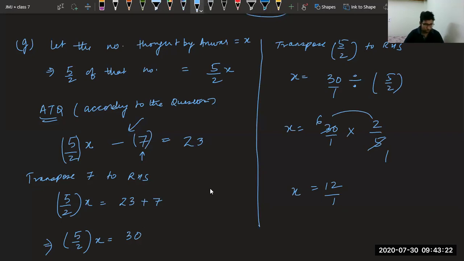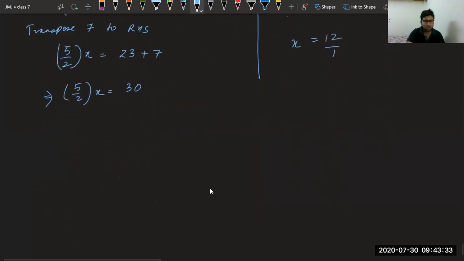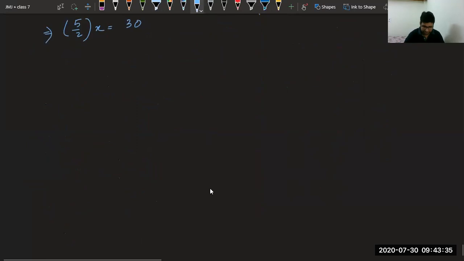Now I hope you all can understand and solve this question on your own. I have given you homework question 1 only, but you are free to try others also. Okay. Now let's see question number 2.